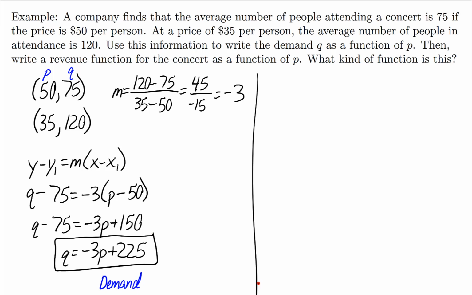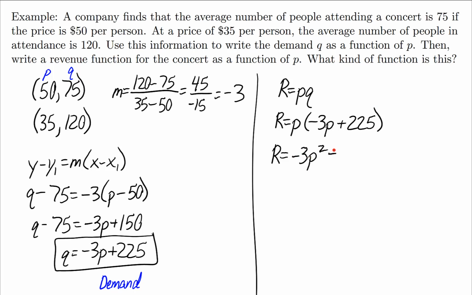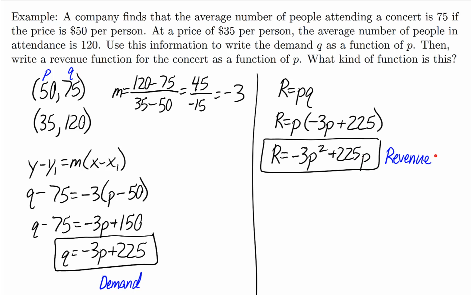Now we're also asked to write a revenue function. Remember, the revenue function is nothing more than PQ. So let's take P, which I don't know, but Q I have an expression for it. I'm going to take the negative 3P plus 225 from the demand, and I'm going to put that in place of my Q. And then if I simply distribute my P, I get negative 3P squared plus 225P. And that is my revenue function. In particular, the question also asks what kind of function is this? A function that has a square in it like this we'll often call quadratic. In the next slide, we're going to do a little bit more with this equation.